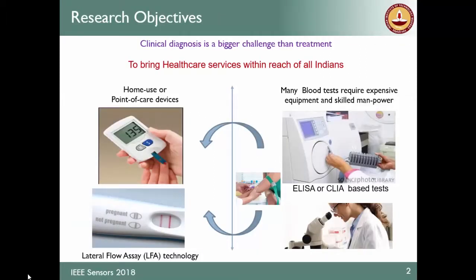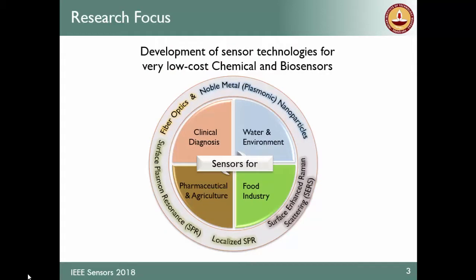As you know, we have forgotten the days when we used to go to a clinic to get a glucose test done or a pregnancy test done. However, there are many more tests that are based on CLIA or ELISA, which have to be performed in the laboratory only, and which are out of reach of a significant number of Indians here. So our idea is to bring at least some technologies that can transfer some of these tests from this side to the other side. Our focus is basically to develop cost-effective, very low-cost fiber optic sensors.